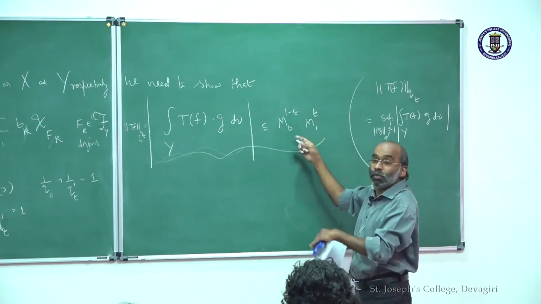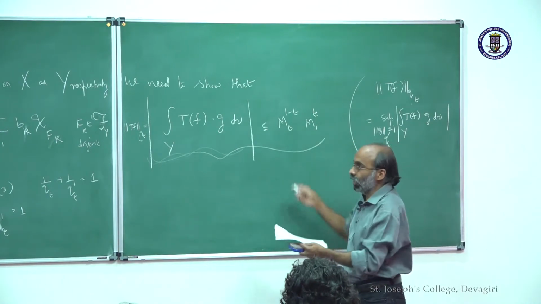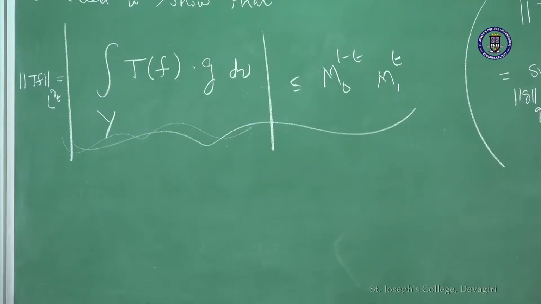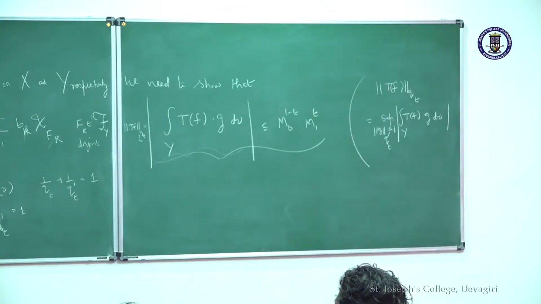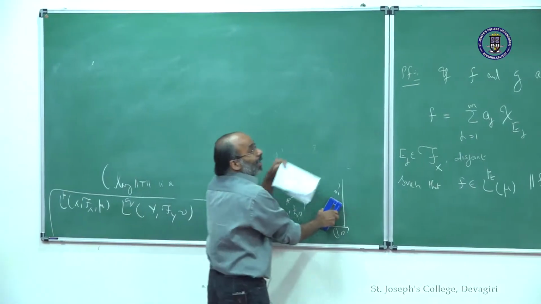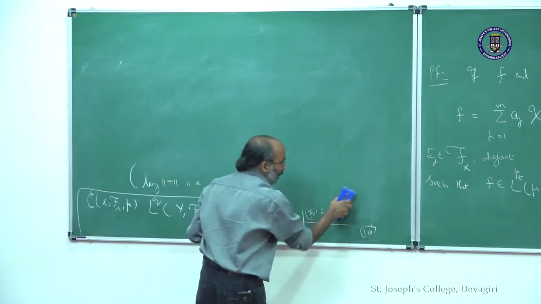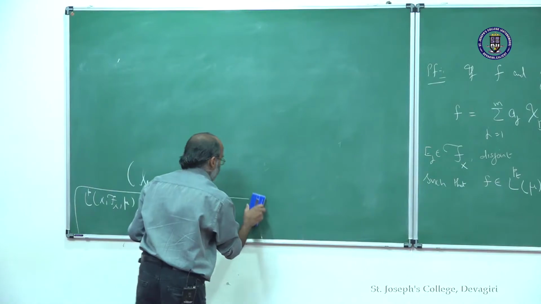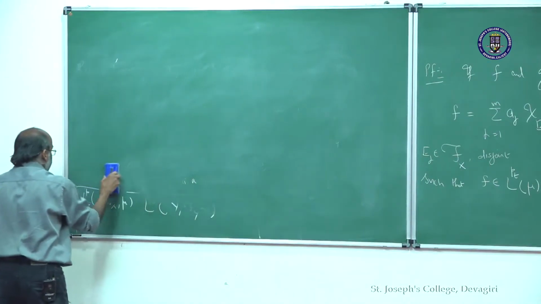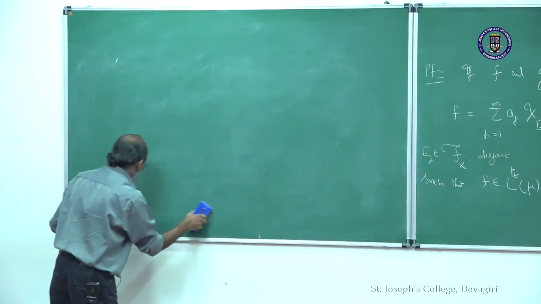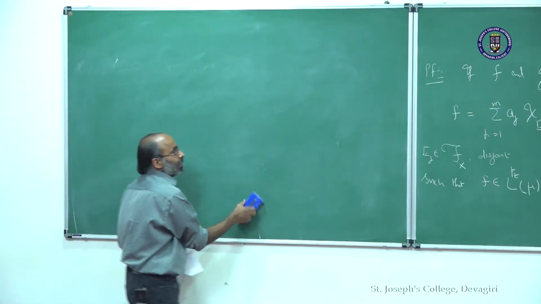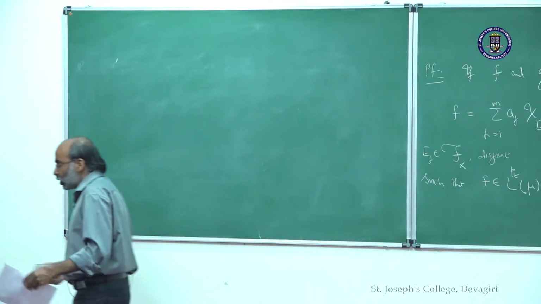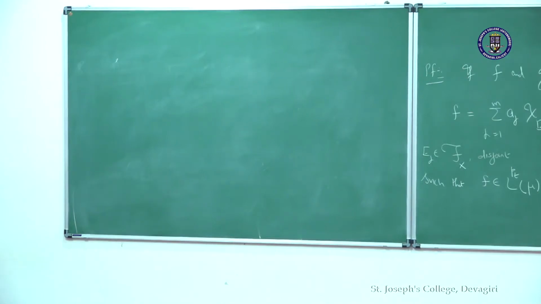This comes from the three-lines lemma. You have seen that. So let's do that. What we do is embed that value, the integral of Tf with g, into a holomorphic function, so that that particular value will be exactly the value at the point t. And at the point t, we have M0 to the 1 minus t, M1 to the t, or whatever that expression is, which should come from the three-lines lemma.